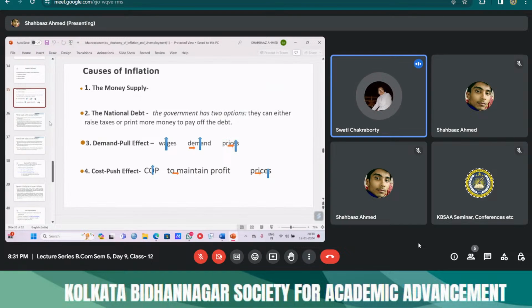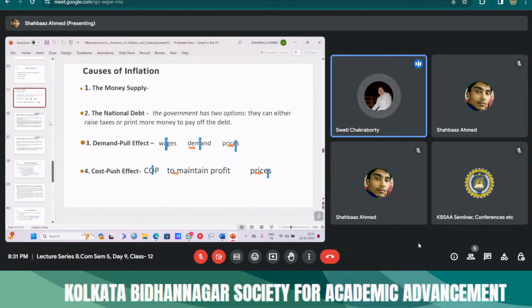Okay. So the next factor is cost push inflation. This is caused by increase in the prices of the inputs, the factors of production. The best example in this case is the hike in fuel prices, which causes a decrease in the aggregate supply, and the supply curve as a result shifts to the left.